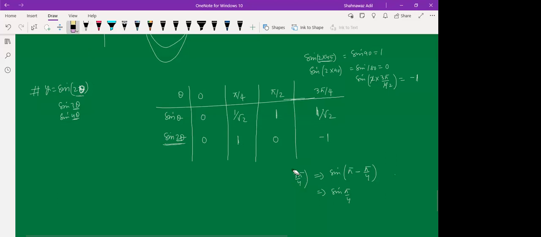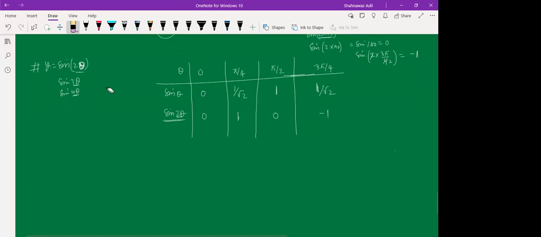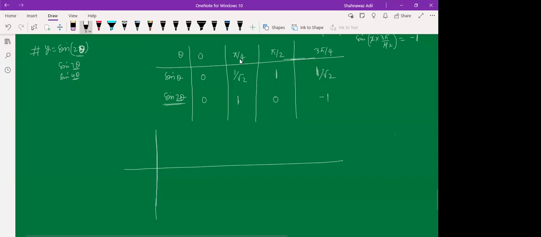So this would be the value. So now we know all these values. So let us draw the graphs. What would be the graph? If we plot this graph, then what would be the behavior? So for one period, we will write 0, pi by 4, pi by 2, 3 pi by 4.